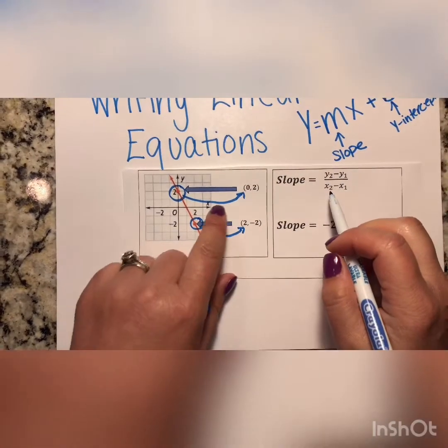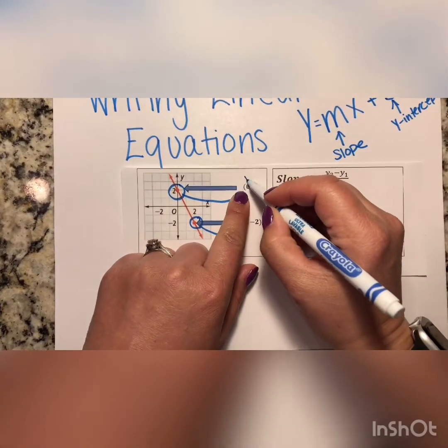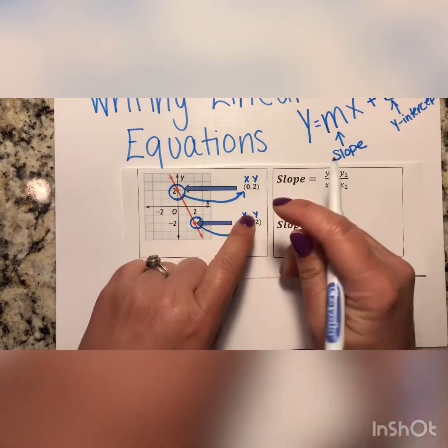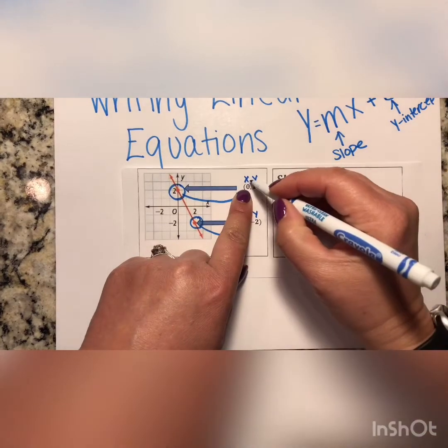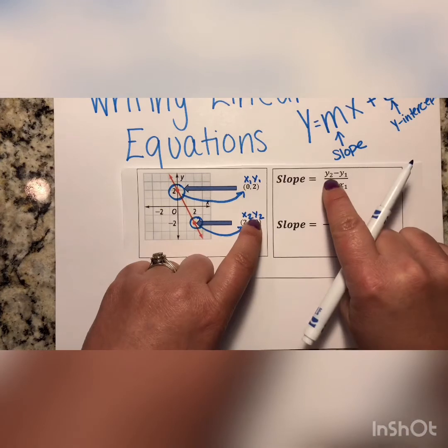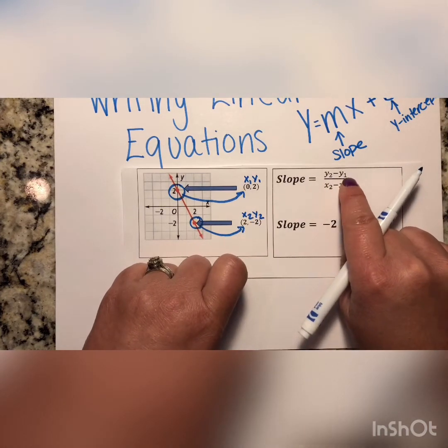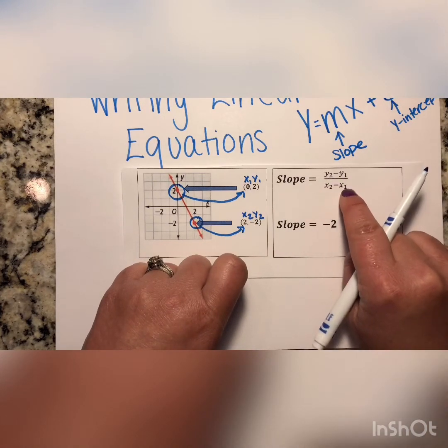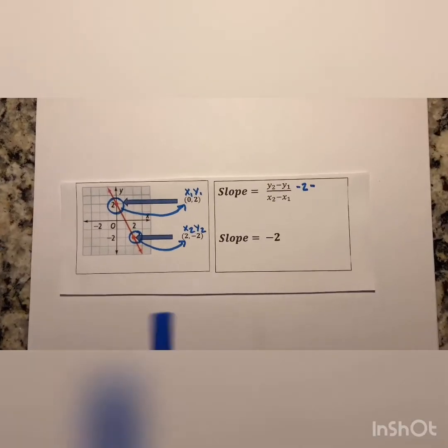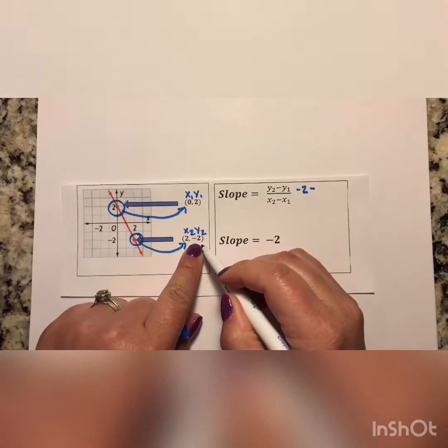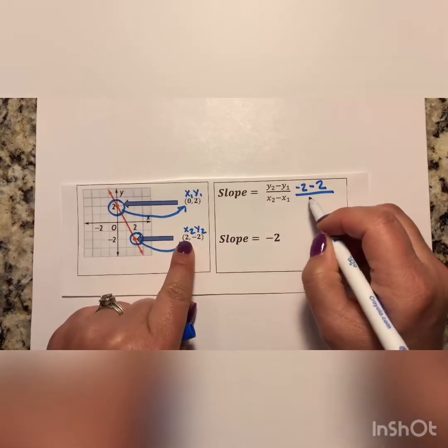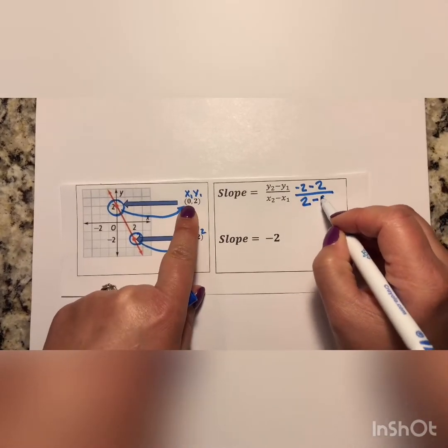To solve for the slope of the line, I need to identify my first point, right? And every point has an x and a y. This could be my first point, so this could be (x1, y1), and then this could be (x2, y2). So I'm going to do y2 minus y1 over x2 minus x1. So I'm going to take my y2, -2, minus y1 over x2 minus x1.